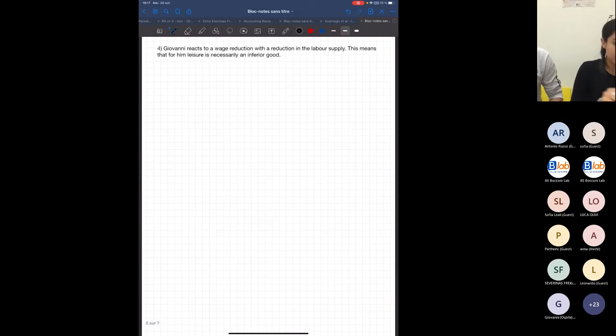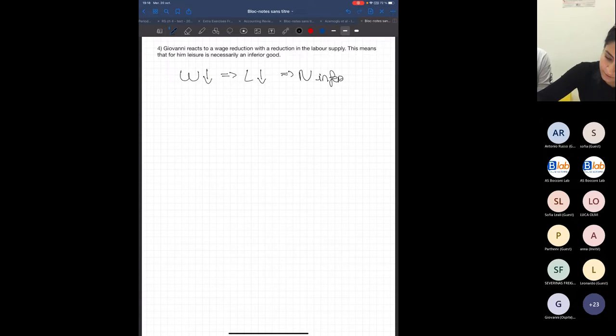All right, so this one goes: Giovanni reacts to a wage reduction with a reduction in the labor supply. This means that for him, leisure is necessarily an inferior good. Okay, so this is also a very typical question. What does the question tell us? It says that wage goes down, so Giovanni is going to reduce his labor. And they say that this means that leisure is an inferior good. That's what we're trying to see.